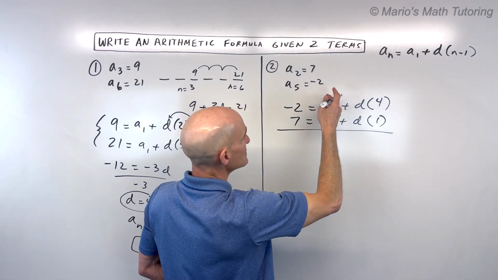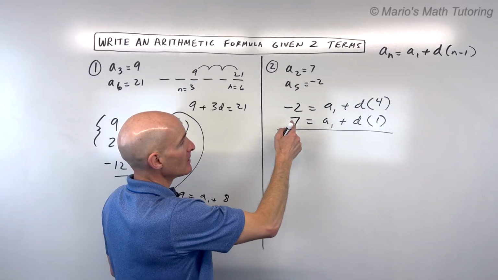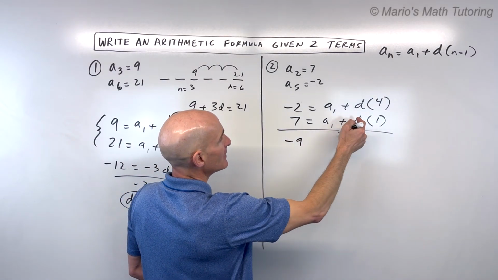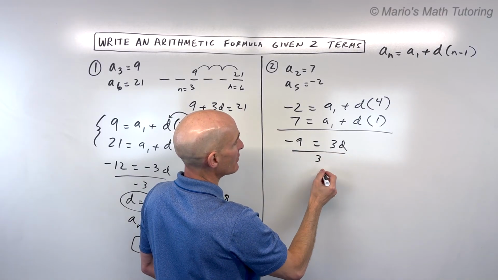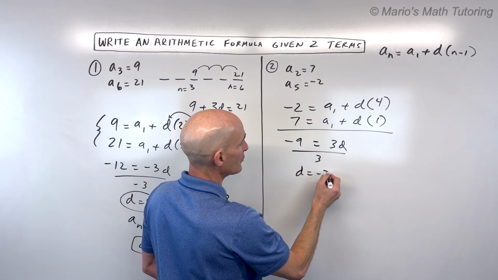So now if I subtract, the a1s are going to cancel. Negative 2 minus 7 is negative 9. 4d minus 1d is equal to 3d. If I divide both sides by 3, our common difference is negative 3.